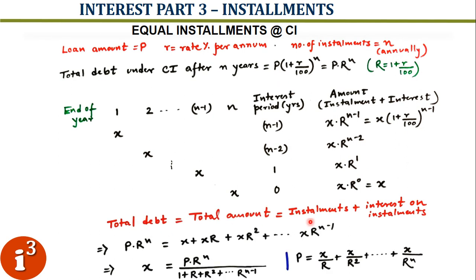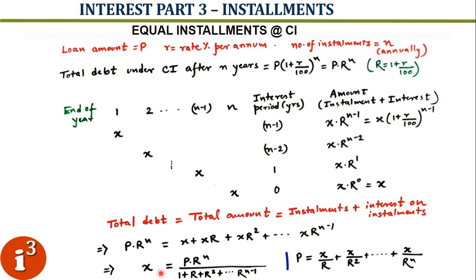Total debt is total amount, equal to installments plus interest on installments. So PR to the power n is equal to x plus x into R to the power 1 plus x into R square plus x into R cube plus dot dot dot. It will go till x into R to the power n minus 1.